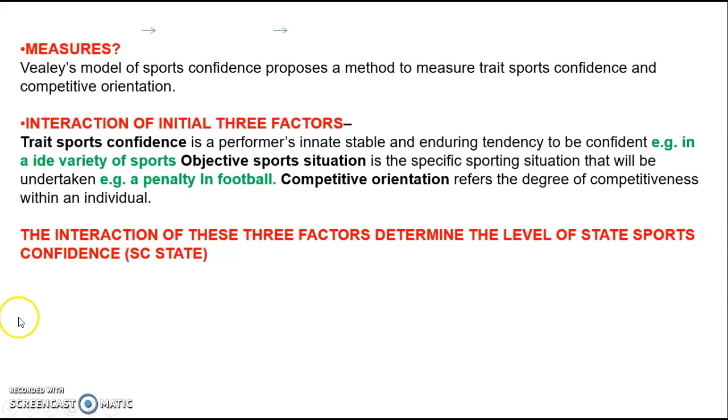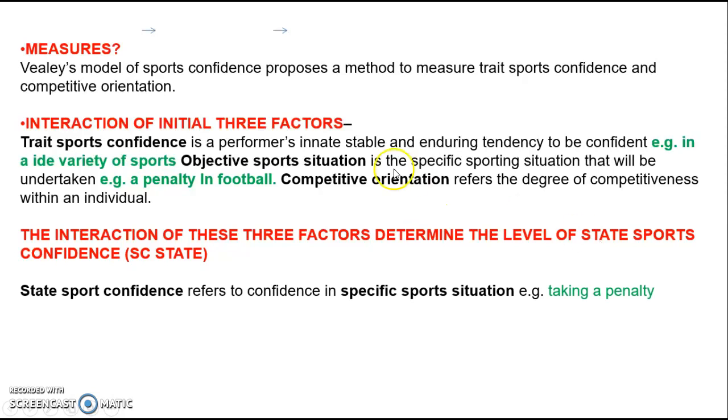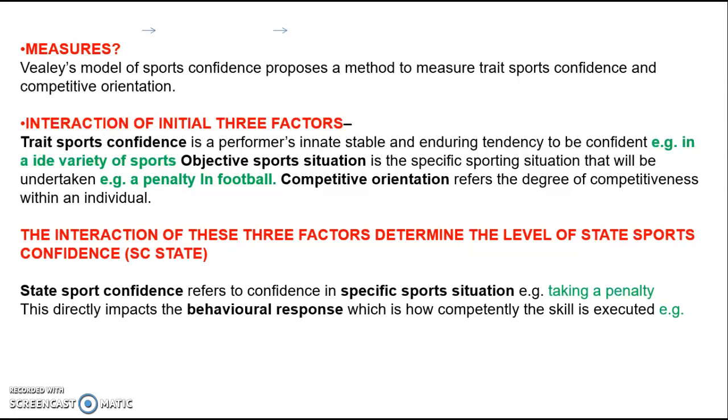for the specific confidence of taking a penalty. And of course, these three factors then determine the level of state sports confidence. Remember, we always circle that, S and S, because state sports confidence is a situation-specific confidence. So if you've got high levels of all these, this will lead to state sports confidence in sports-specific situations, e.g. taking a penalty. That is a specific action within the sport of football, because that's the example we said we're going to use all the way through. This then will directly impact the behavioural response. Remember, our behavioural response is how competently we execute the skill.